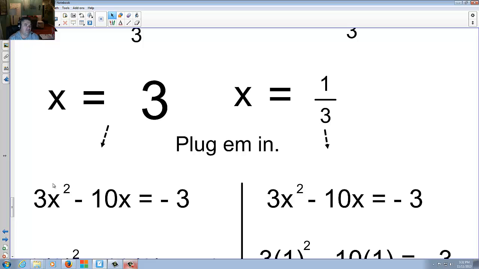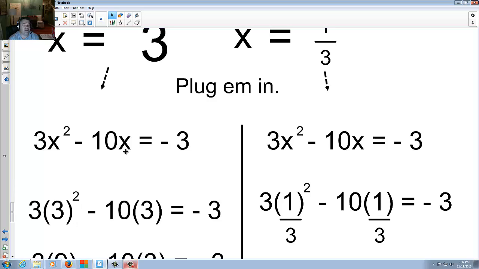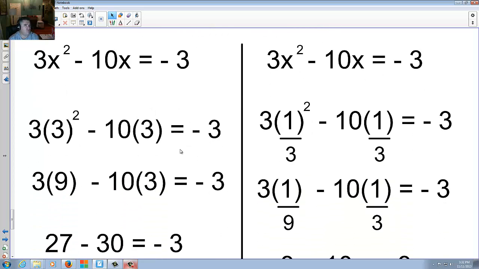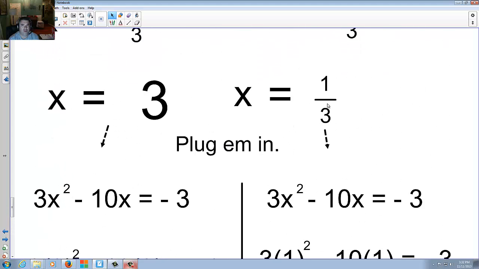3 squared is 9, times 3 is 27. 10 times 3 is 30. 27 minus 30 does equal -3 all day long. Take a look below. And over here, plug in 1/3.